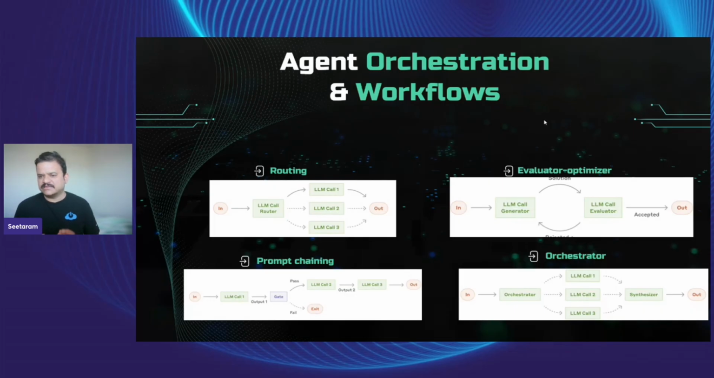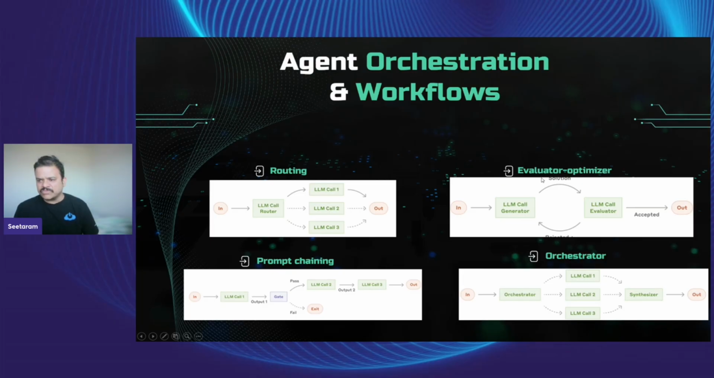So how can these LLMs be orchestrated, or how can we develop these AI agents? For example, with routing, you get an input to the LLM, and it just routes the traffic to the different LLMs. Here, this agent, the LLM call router, is a simple agent which will just route the traffic to the next LLM call, and it will finish the task. So this is a simple step.